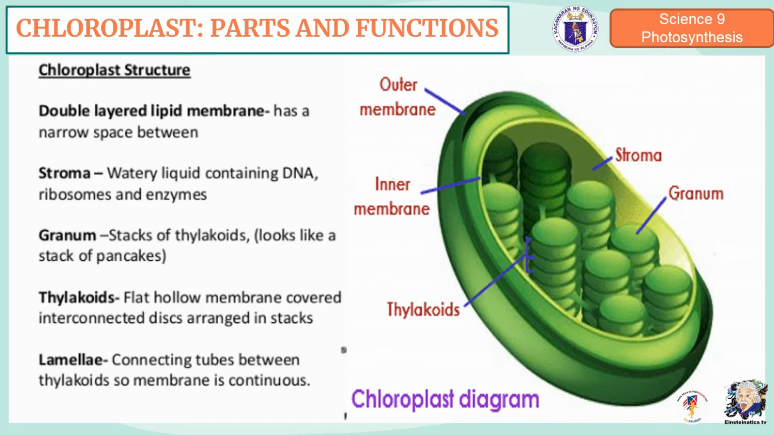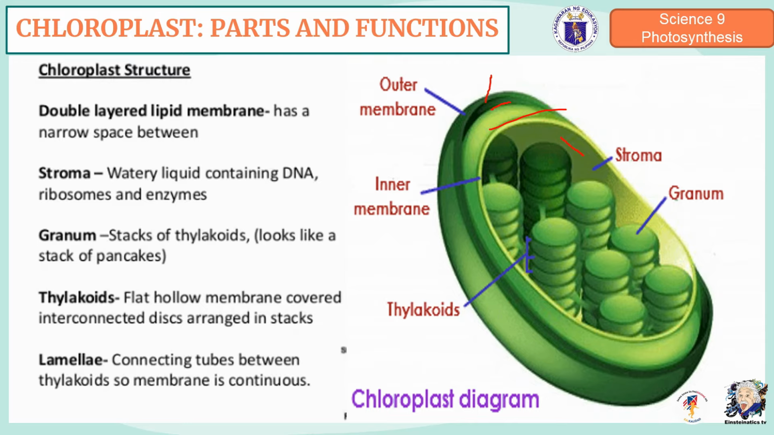Now let us explore the parts and functions of a chloroplast. Now the chloroplast has the following structure. The first one is its double-layered lipid membrane, which is composed of the outer and the inner membrane. This has a narrow space in between, as you can see in the picture. The second one, the space between the thylakoids, is known as the stroma. The stroma is a watery liquid containing DNA, ribosomes, and enzymes.